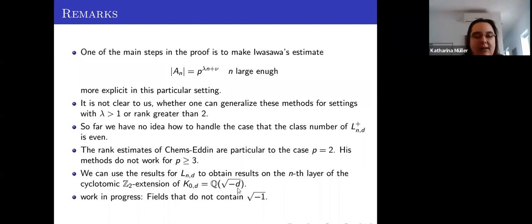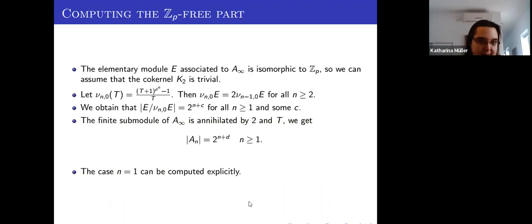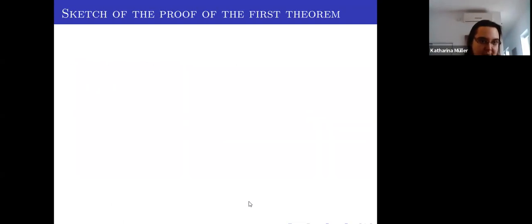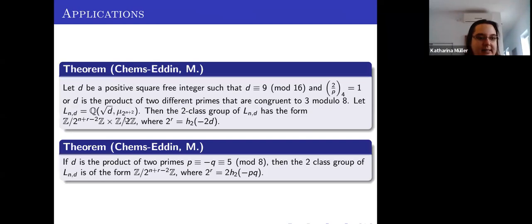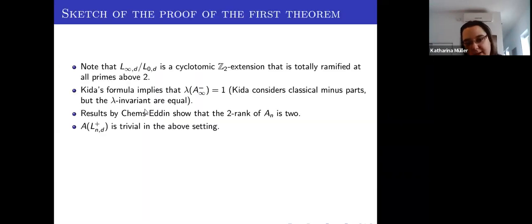And work in progress is to consider biquadratic base fields L0D, which do not contain the square root of minus 1. So if you go back to our joint theorems, you see that L and D always, if I put n equal to 0, I always get the square root of minus 1 in here. And the question is, can we weaken this assumption and put something else in here? And so far, I think the honest answer is we don't know yet whether it's going to work.